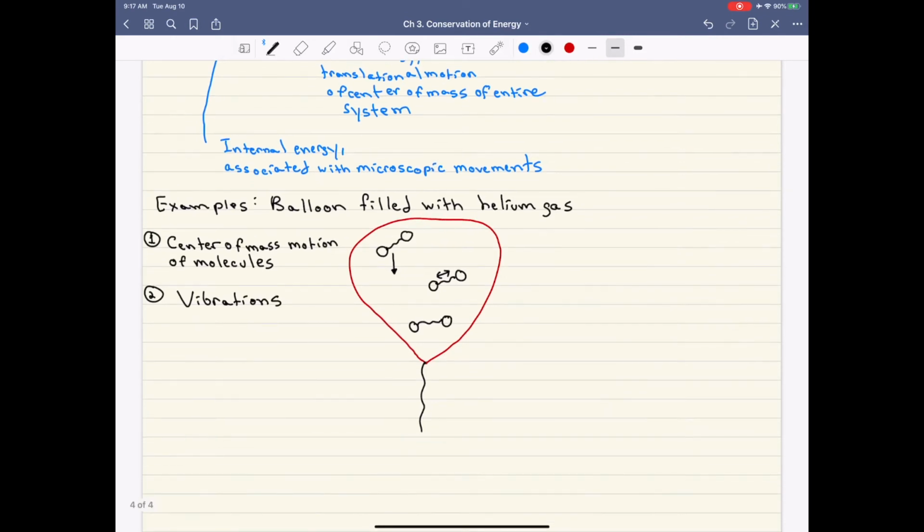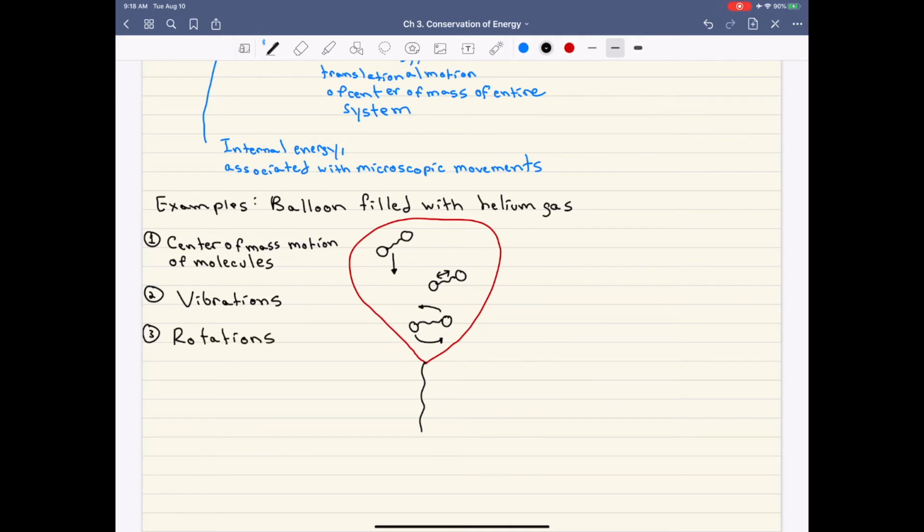The other thing we can consider is, because helium is this diatomic molecule, the molecule itself could just be spinning around or rotating around some sort of axis. So it could be spinning through space. And so when we talk about microscopic movements, we also need to consider the rotation of the molecule.